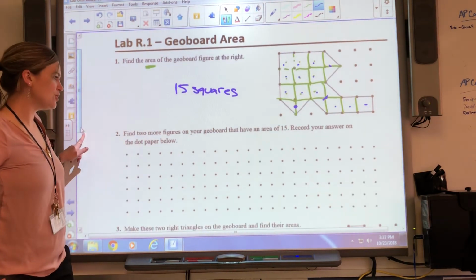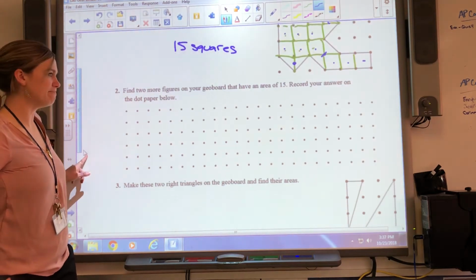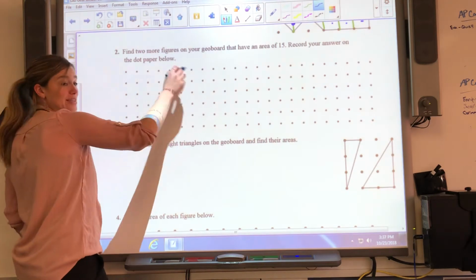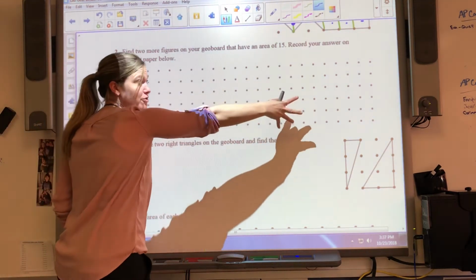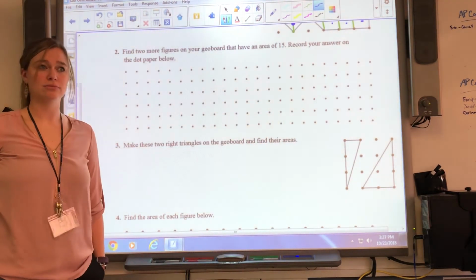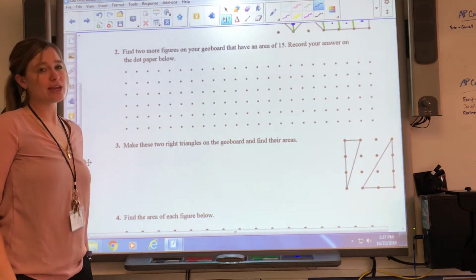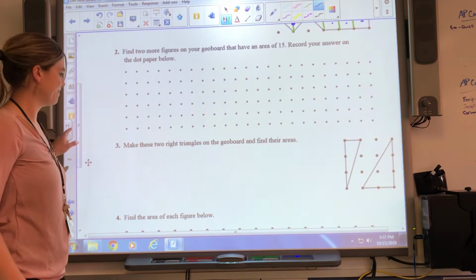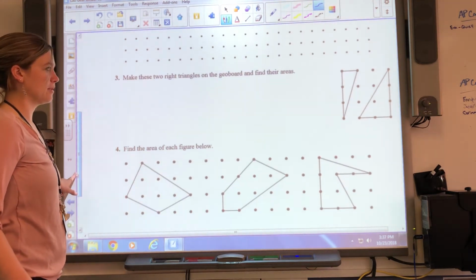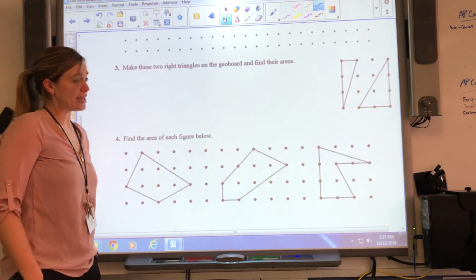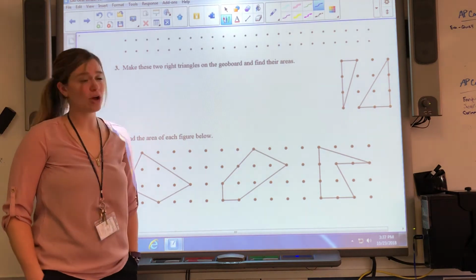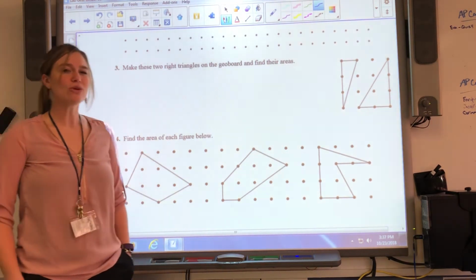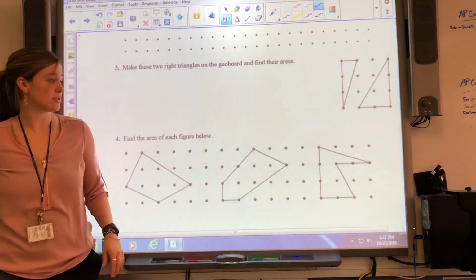And so here it says find 2 more figures that have an area of 15. And so what you're going to do is you're going to draw 2 things on here. You need a shape here and a shape over there that also has an area of 15. Try to be creative and don't make it totally just a square, like put some diagonal lines in there somewhere. Okay, so you're going to have on yours, like you can see, making these 2 right triangles on the geoboard. You don't actually have a geoboard, but you do have those squares on there.